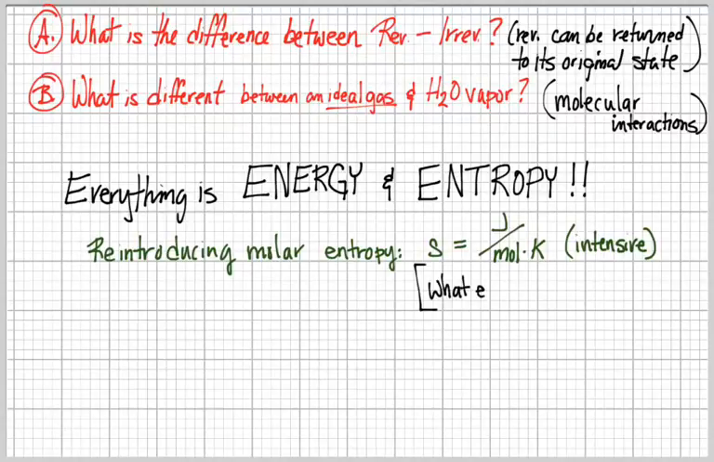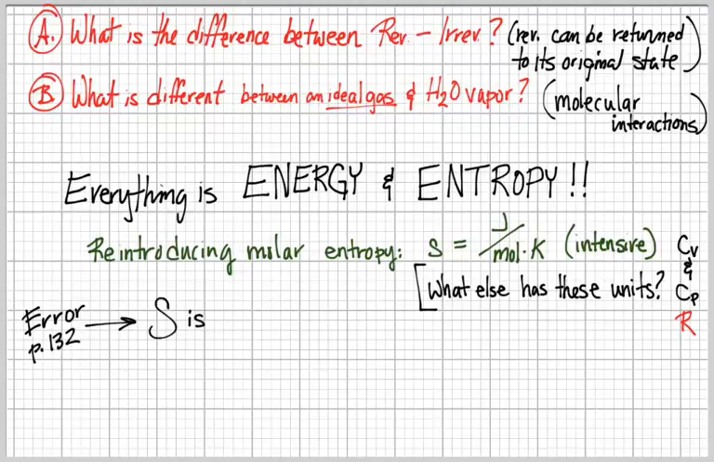And I ask you this question: what else out there has these units of joules per mole Kelvin? If you recall, we described the same units for our intensive heat capacities at constant volume and at constant pressure. You might want to go back and look at how those heat capacities are defined, and I think you're going to see some very close relationships between how heat capacity is defined mathematically and how entropy will become defined. Other than that, though, the ideal gas constant, R, also has the same units of joules per mole Kelvin.